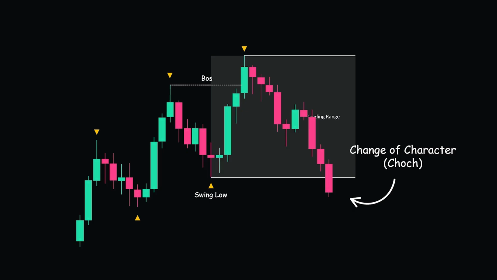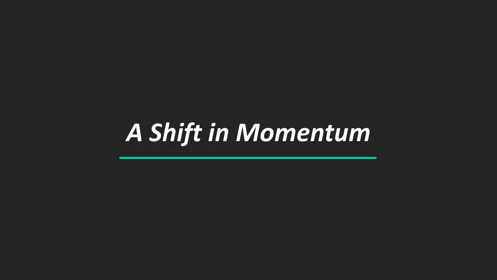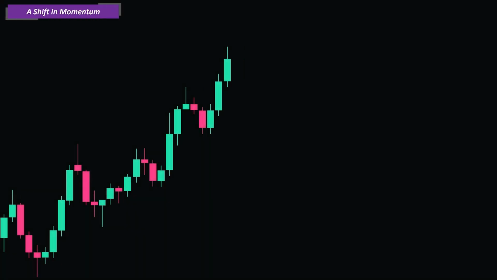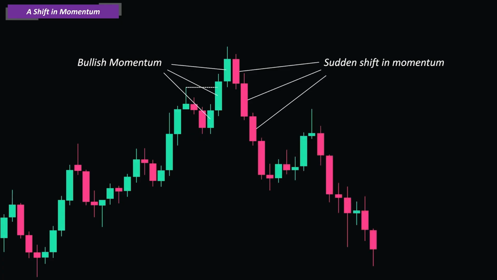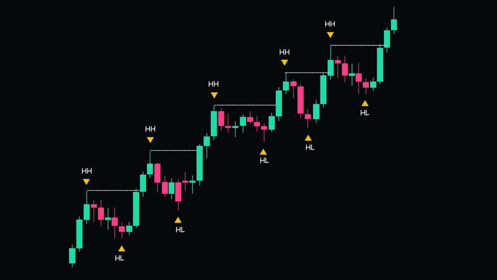Another important reversal signal is a shift in momentum. In this example, we have a strong breakout with large candles. This shows strong bullish momentum and buying pressure. But suddenly, price drops and prints large bearish candles, signaling the opposite. This sudden shift in momentum shows that buyers are losing control and sellers are stepping in, which can lead to a potential reversal. A trending market is the cleanest and most profitable environment for traders.